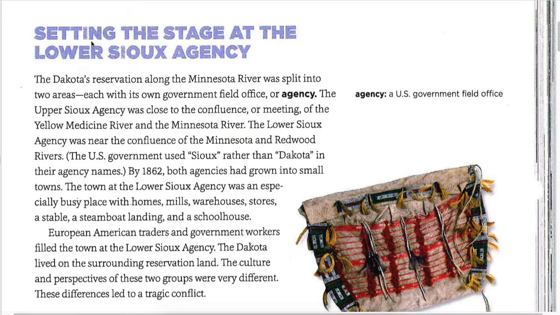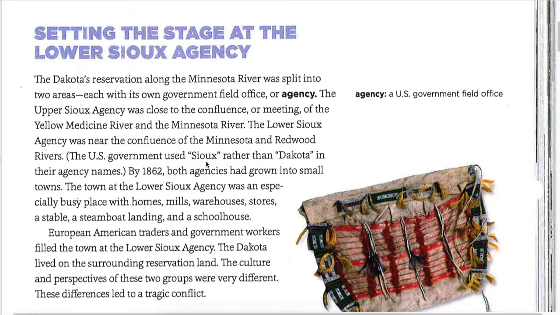Page 171 in the Northern Lights textbook. Setting the stage at the Lower Sioux Agency. The Dakota's reservation along the Minnesota River was split into 2 areas, each with its own government field office or agency. The Upper Sioux Agency was close to the confluence or meeting of the Yellow Medicine River and the Minnesota River. The Lower Sioux Agency was near the confluence of the Minnesota and Redwood Rivers. Those are those 2 upper and lower agencies we looked at earlier.